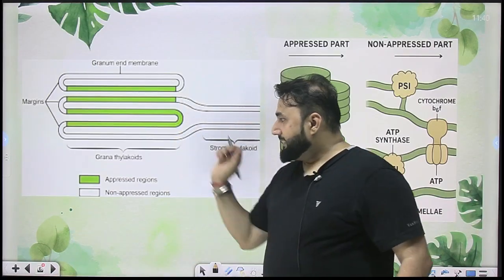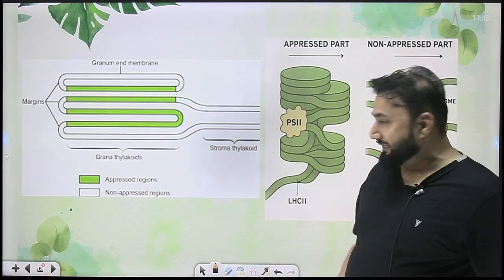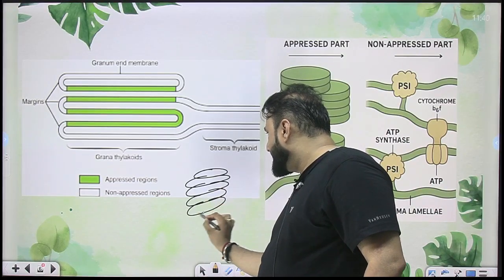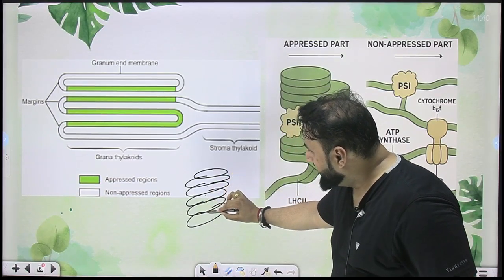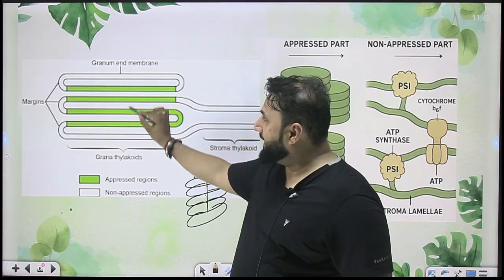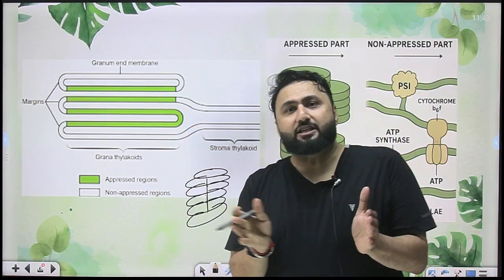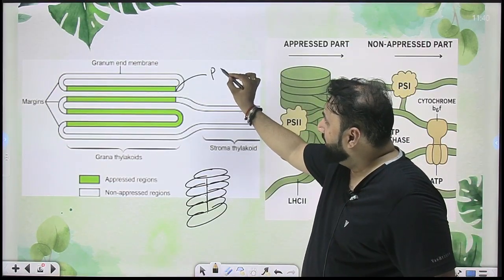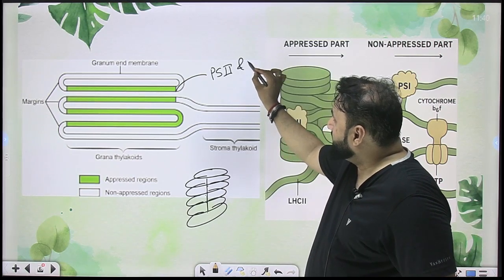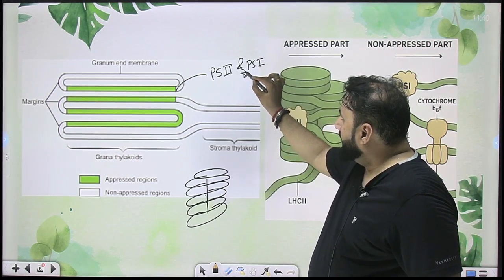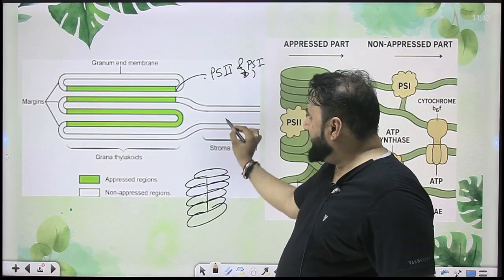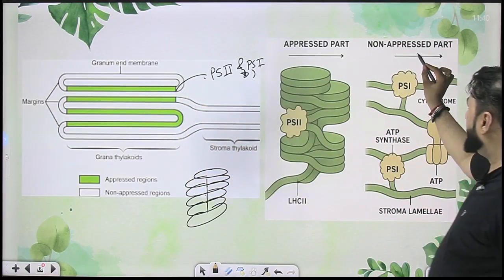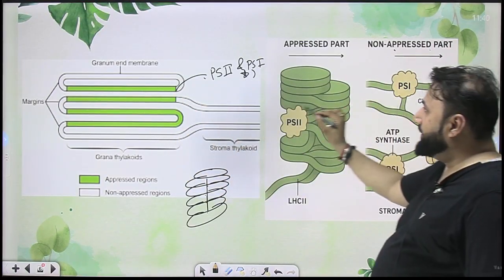Now this is the thylakoid membrane. Thylakoid membranes in the chloroplast form piles one on another. You can see in the middle, this green part is the appressed part. Appressed means non-exposed. It's between two thylakoid membranes. Now this appressed part would be having both the reaction centers, PS2 and PS1. Okay, PS2 and PS1. This white part over here is the exposed part, the non-appressed part. So here you will be having the non-appressed part. Here only we will be having PS1.